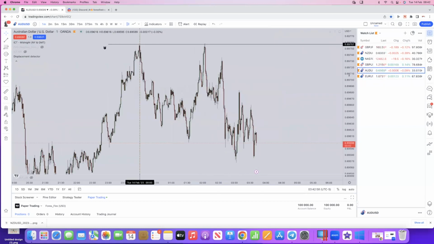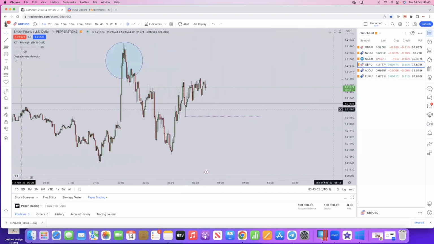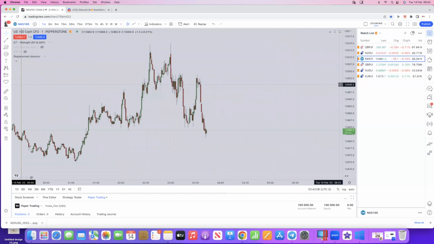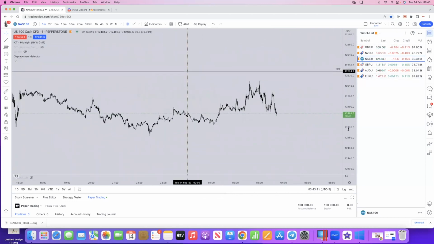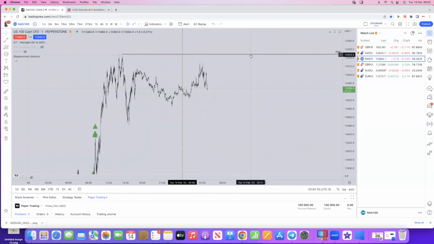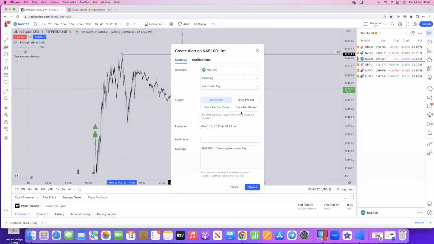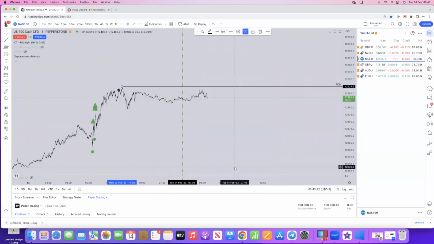We've got the AUD USD where we've got the alarm set. We've got the GBP USD, which is active from a liquidity grab. We've got the NAS 100. Let's have a look. Again, we're waiting for price to either come above or we're waiting for price to come below. It might take some time to do this, to be fair.